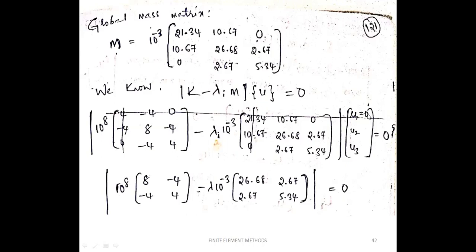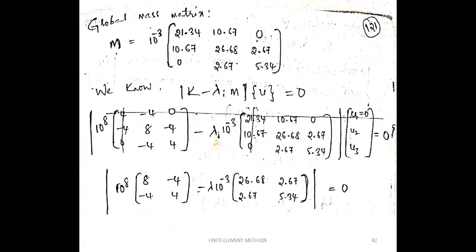Here there are two different cross sections, so you get 3 nodal points: nodal point 1, nodal point 2, nodal point 3. Let us assume that at nodal point 1 the displacement is u1, at nodal point 2 the displacement is u2, and at nodal point 3 the displacement is u3. So the displacement matrix is always a column matrix, u1 u2 u3. That is applied here, and it must be equal to 0 because it is free vibration.